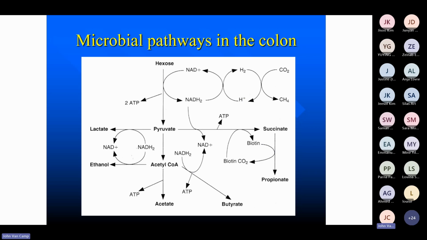The first one is acetate, the second one butyrate, and the third one propionate. So these are the so-called short-chain fatty acids. Fatty acids with a limited number of carbons. Butyrate has 4 carbons, propionate 3, and acetate 2 carbons. These ones are directly usable and metabolizable by the host.